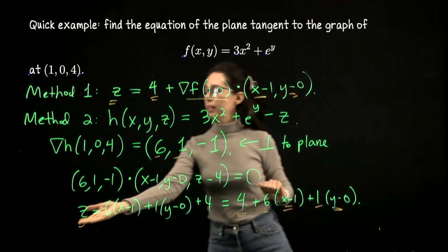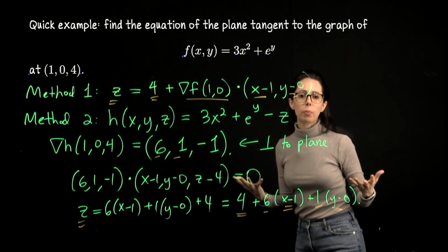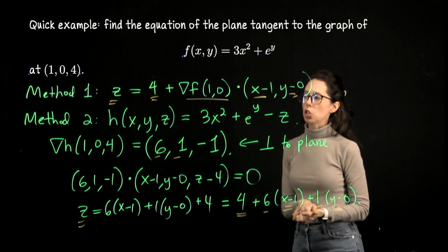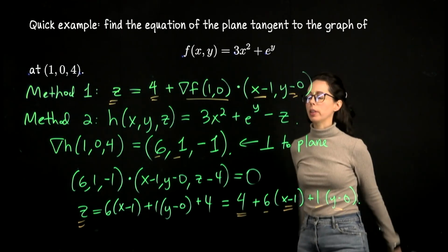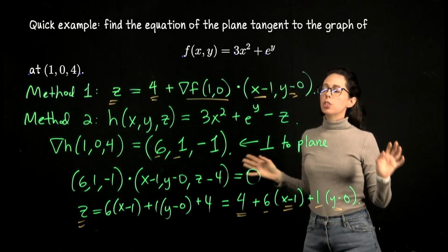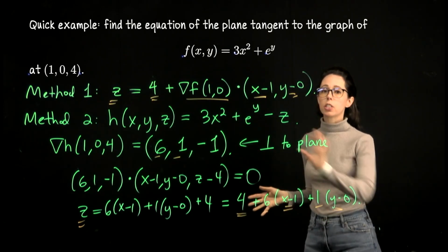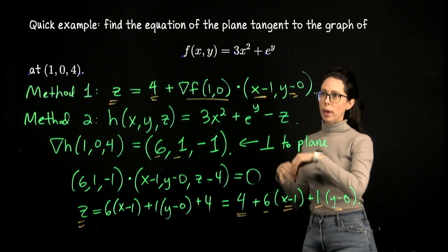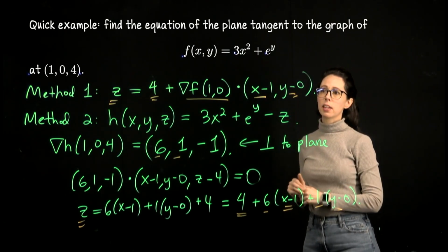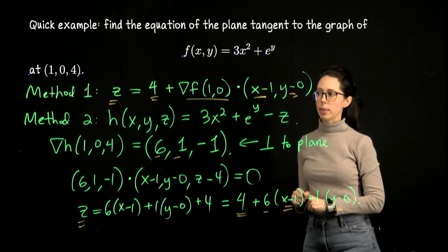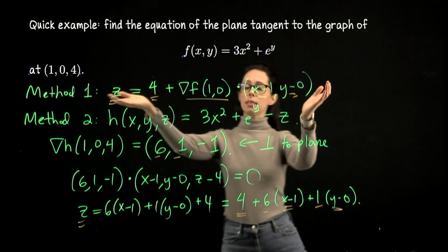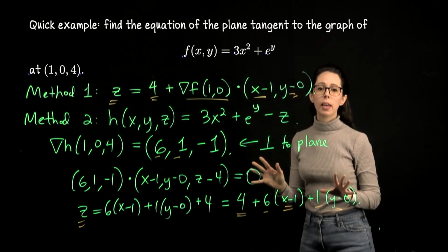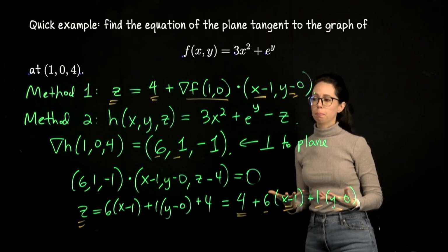If instead of calling this z, I called it L of x and y, we would call this a first order approximation. Okay, hopefully that made the explanation of a moment ago clearer. There's no reason in this context to do this. So if you handed me this function and said, find the tangent plane at the point 1, 0, 4, or when x is 1 and y is 0, I would just jump straight to method 1 and do my normal computation.